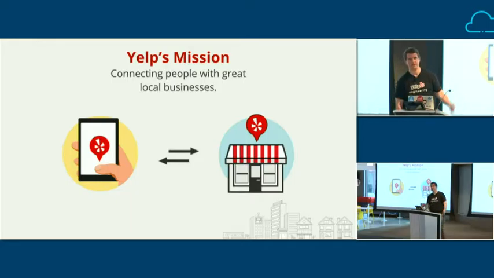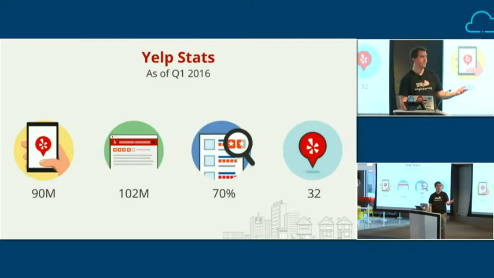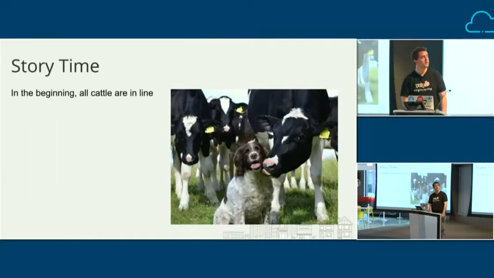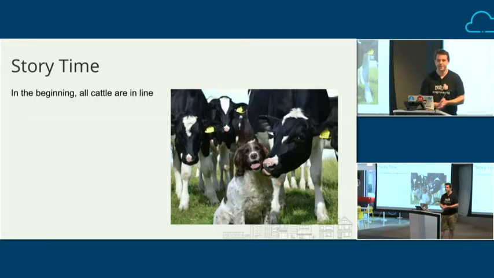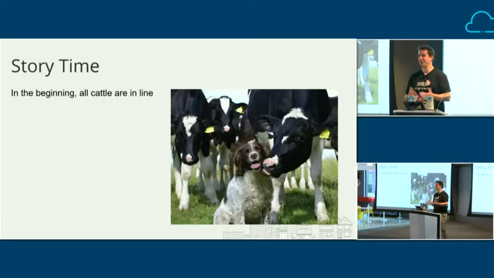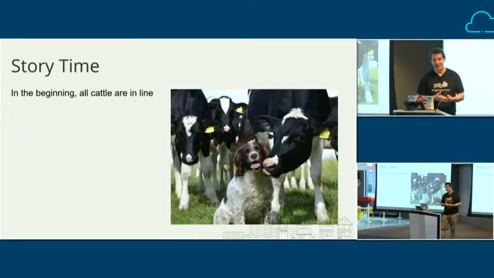So first I have to give you some PR slides, kind of like Box did. If you don't know about us, Yelp's mission is connecting people with great local businesses. And here's some stats as of the end of Q1, which just closed. We have 90 million unique mobile visitors, 102 million reviews have been contributed at this point in time, and 70% of our searches are done on mobile. We are presently live in 32 countries. So I'm gonna start off and tell you, you can't hear me? Can you hear me? Okay, I'll try and talk a little bit louder, especially for Jeff. He's hard of hearing.